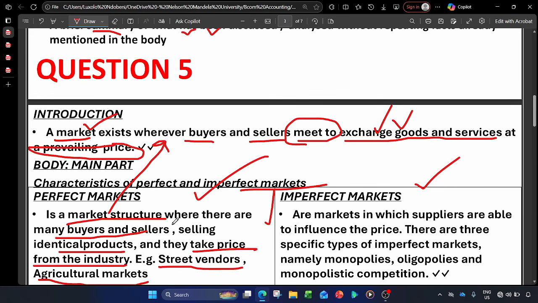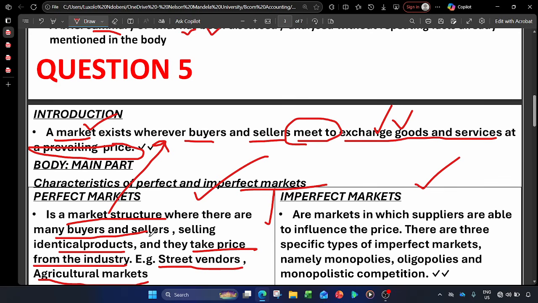The reason why I said it's easy to understand this definition, because you just define them with their characteristics that we are going to discuss in this video, right? Because we already know, or if you don't know, you will know there are many buyers and sellers, and those buyers and sellers, they are selling homogeneous or identical or same products, and they take the price from the industry. That means they don't influence the market price.